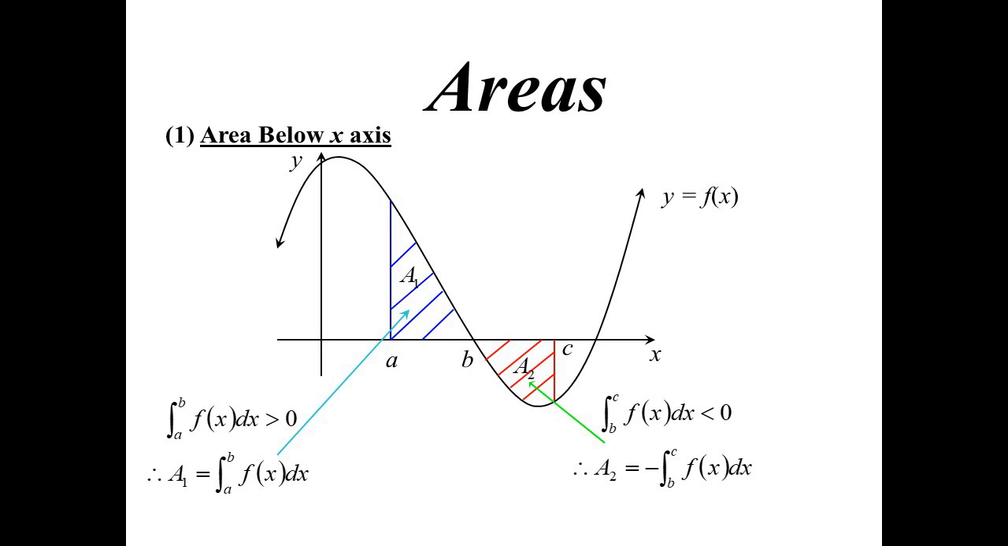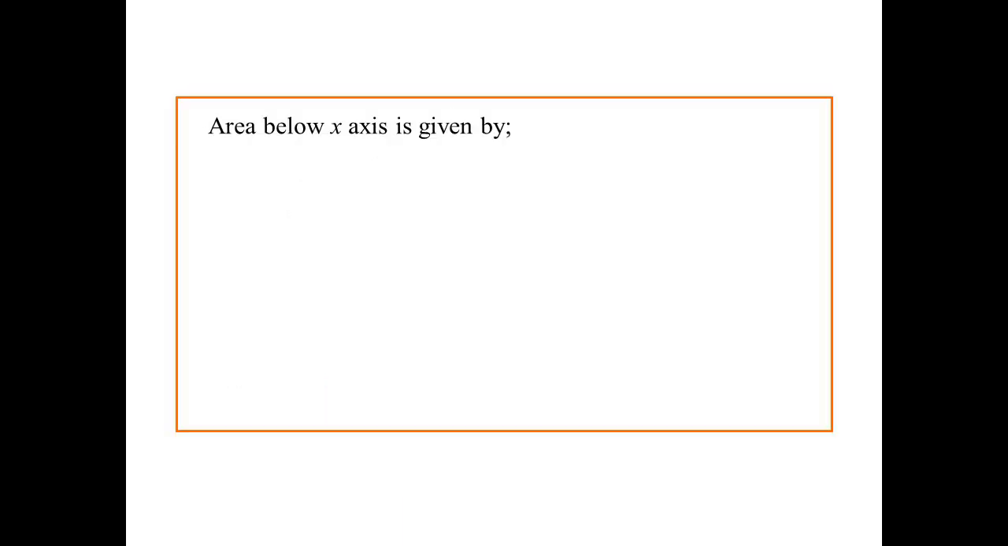So this is where we've got to be careful. Because if we've got an area below, we know we've actually got to subtract the integral rather than add the integral. So anytime you've got an area below the x-axis, it'll be minus the integral from B to C.